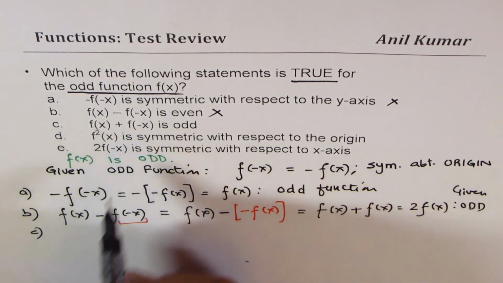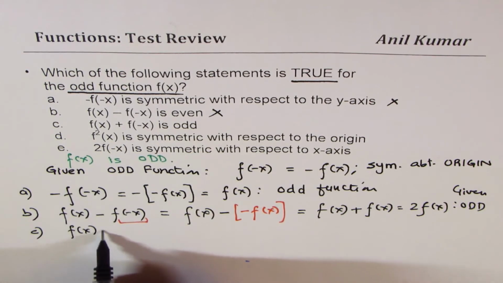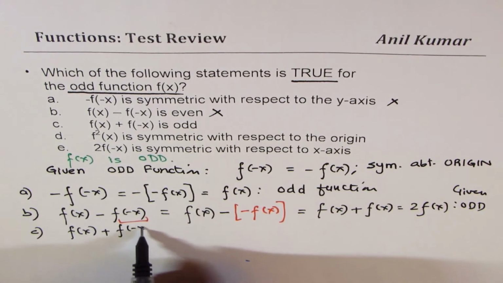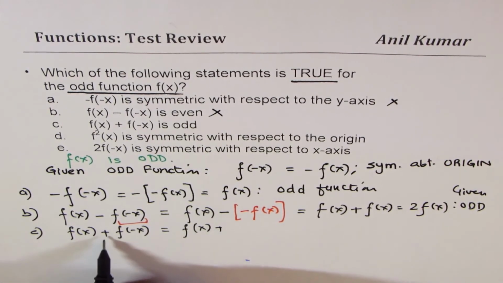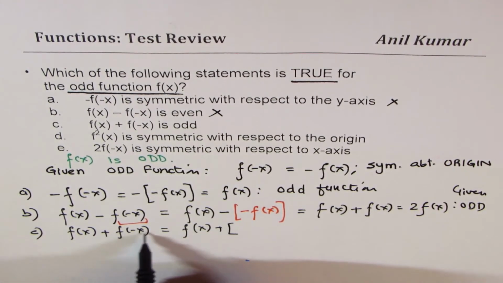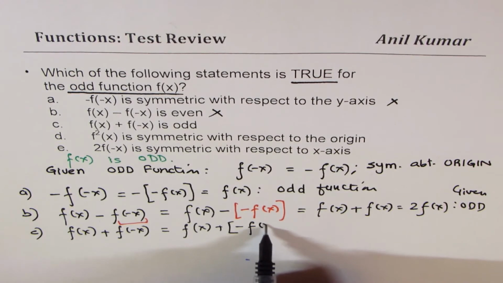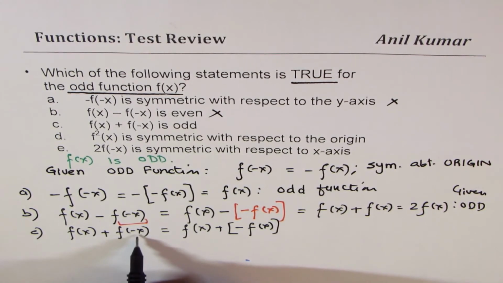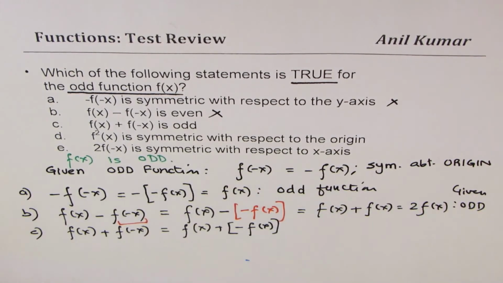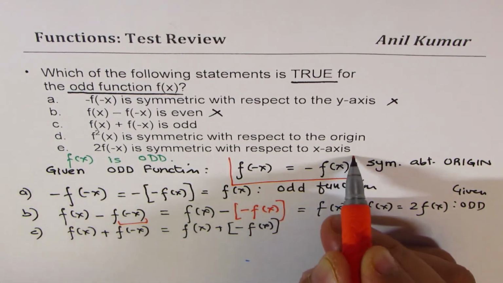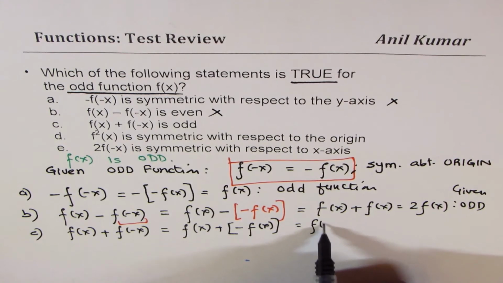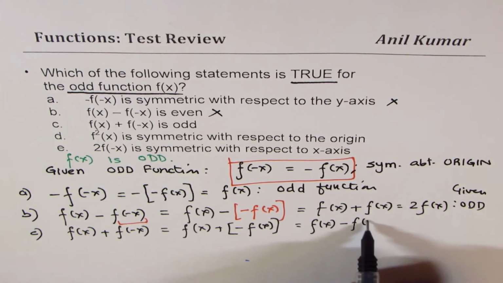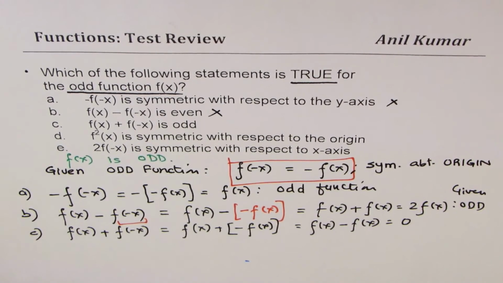Now, part C. Part C is we want to now find f of x plus f of minus x. And if I do that, same strategy. I'm just keeping plus here. And within this bracket, I get minus f of x. That is because this is an odd function, right? From here, I get that value. Now, what is this? This is f of x minus f of x, and that gives me 0.